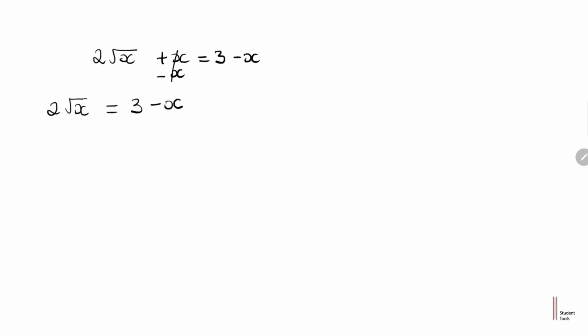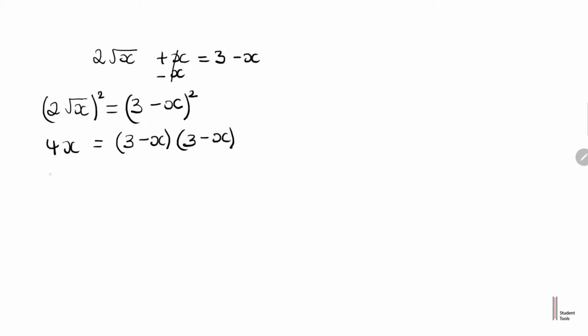So the only way to remove a square root is to square this. So whatever we do on the left hand side, we also have to do it on the right hand side. So we will square it as well. So when we square this, we will have 4x because the square removes the root. So all this is equal to 3 minus x squared. So that means we have 3 minus x multiplied by 3 minus x.